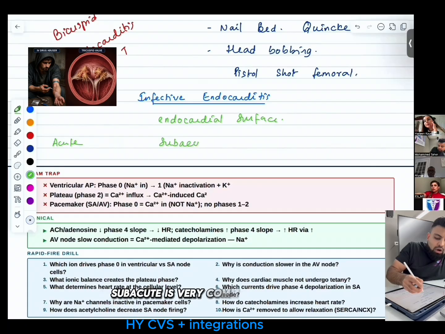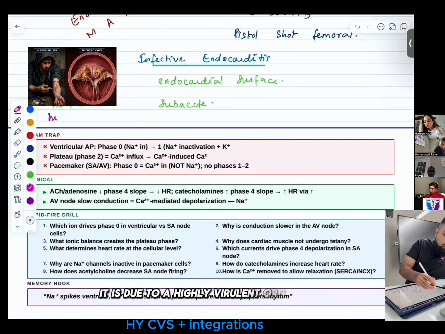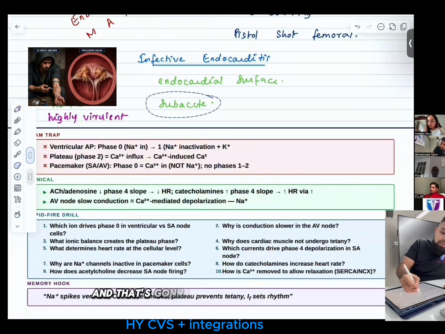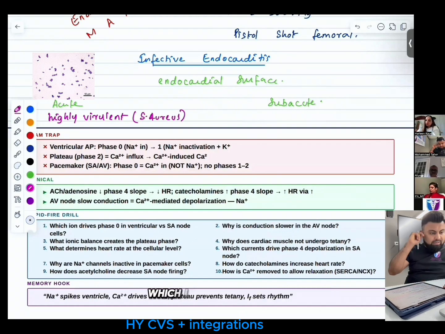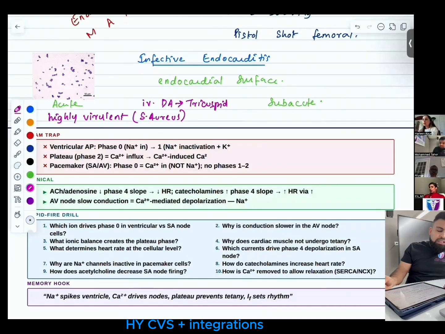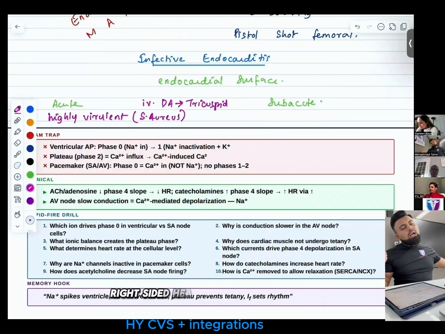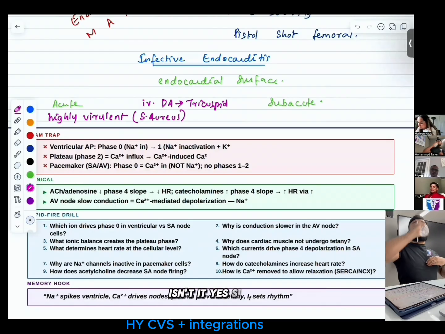Now, subacute is very commonly tested, but we have to remember these are the questions which are there in your NBME as well. Acute bacterial endocarditis is due to a highly virulent organism. What is that? Staph aureus. And remember, the question may talk about this pathogen as the causative agent in individuals that are IV drug abusers. Most commonly it involves which valve? Mitral valve, tricuspid, sorry. Remember, the right-sided heart valve is involved. Somebody's saying IV drug abusers, so obviously it's going to come on the right side of the heart.